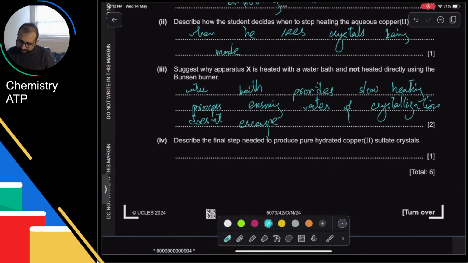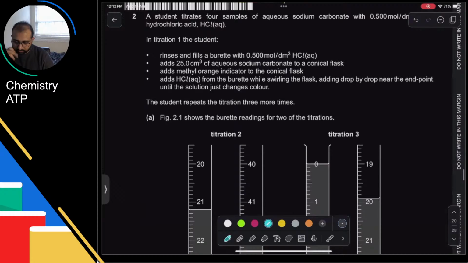All right, describe the final step needed to produce pure hydrated crystals. So when you are done with heating, what's next? You dry it. Okay, and so we dry the crystals. That's the next step. Okay, any questions so far?